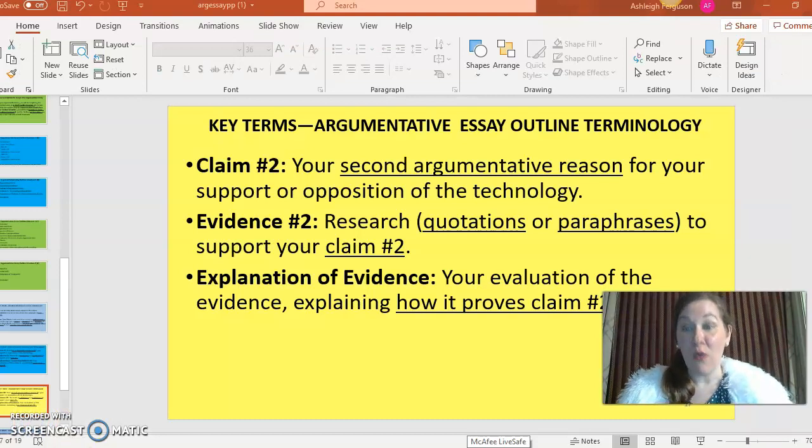Now, in option 1, your essentially third paragraph is going to be your second claim, your second reason for supporting or opposing this particular type of technology. In the same manner, you're going to have claim 2, which is your topic sentence, overviewing your second reason for supporting or opposing the topic. Feel free to use more sentences to expand upon that idea. Then evidence, a quote or paraphrase from one or several of your sources, and then your explanation of how that quote proves that point that you just made. And again, we're going to look at the student's essay to explain.